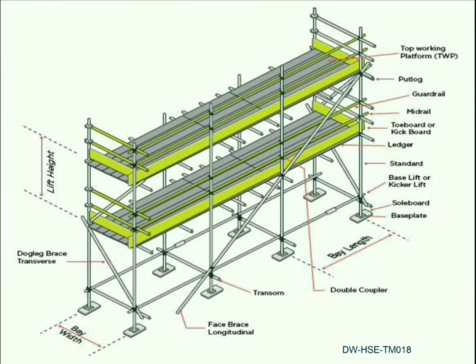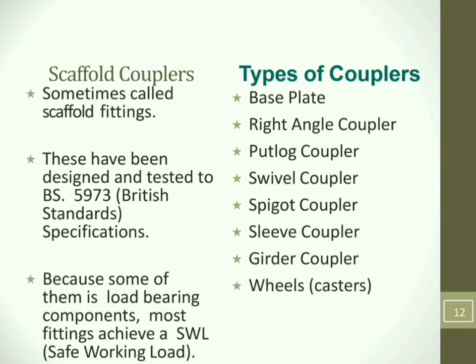That is very important. And the next point, scaffold couplers, sometimes we call them scaffold fittings. These have been designed and tested to BS 5973. BS is a standard specification. And the next one, because some of them are load bearing components, most fittings achieve a safe working load. The types of couplers are: one, base plate; second, right angle coupler; third, putlock coupler; fourth, swivel coupler; fifth, spigot coupler; sixth, sleeve coupler; seventh, girder coupler; and eighth, wheel. These are all mandatory points.